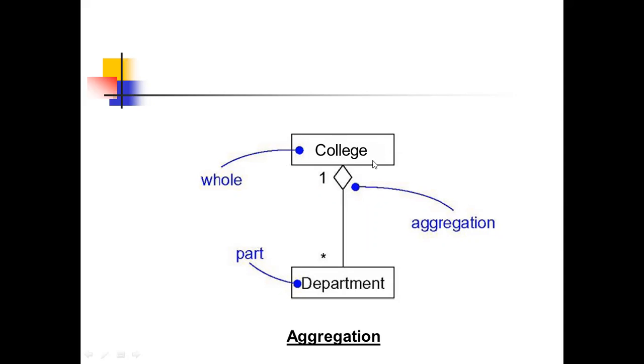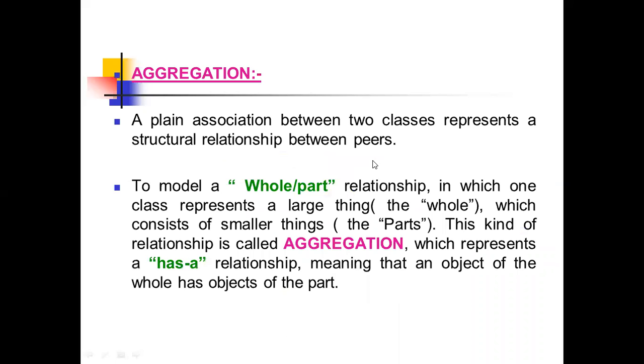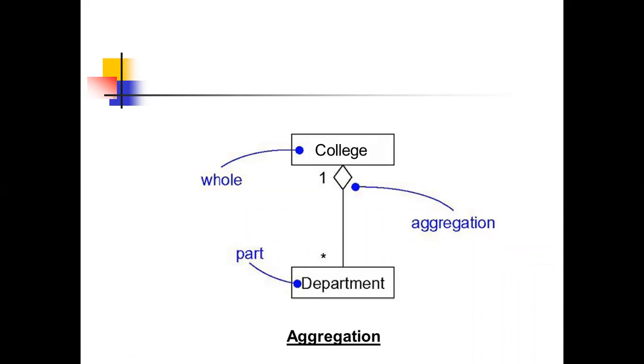College is a large unit, or we can say college is the larger thing. College has departments, so the department is a part of that college. One college has multiple departments. See the multiplicity here: one college has many departments. The department is part of the whole college. This is aggregation. See the hollow diamond attached at the end of the whole class. So this is all about aggregation.